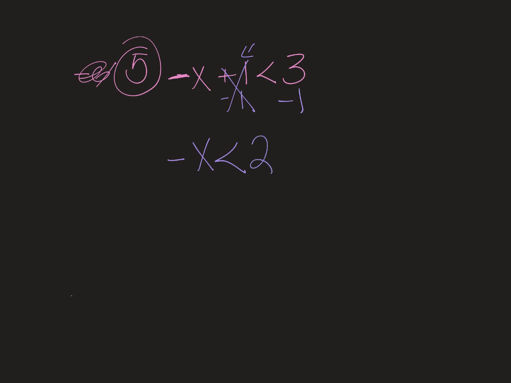Okay? Now, it looks like it might be finished, but it's not, because anytime you have a negative in front of a variable, you actually have an invisible 1 there. So you've got to divide both sides by negative 1. And when you do that, you're going to get x, and you're going to flip this sign to greater than. 2 divided by negative 1 is negative 2. Okay? Questions?